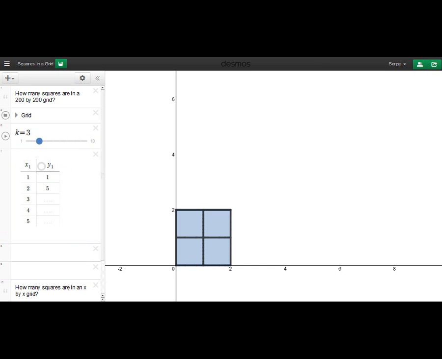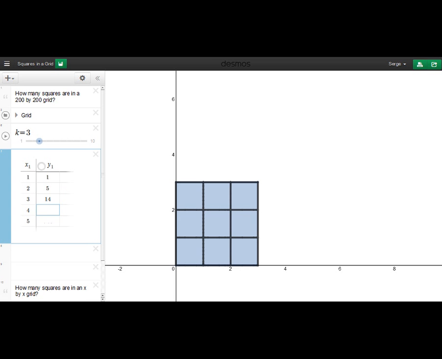Okay, what if we had a 3 by 3 grid? Count 9 little squares. I count 4 2 by 2 squares. Be careful to count them all. And 1 3 by 3 square. We add those up, we'll come up with 14 squares.